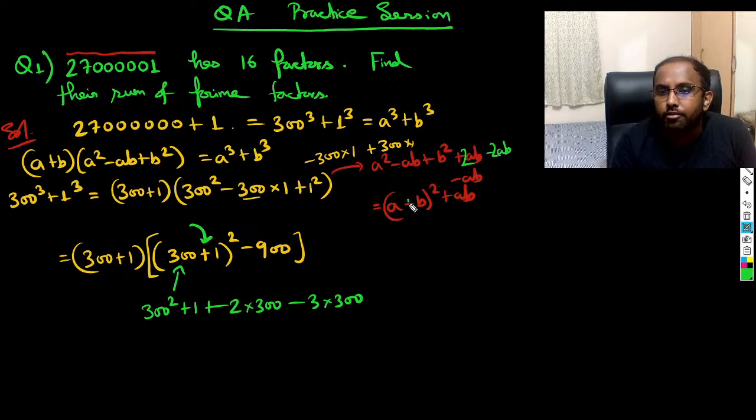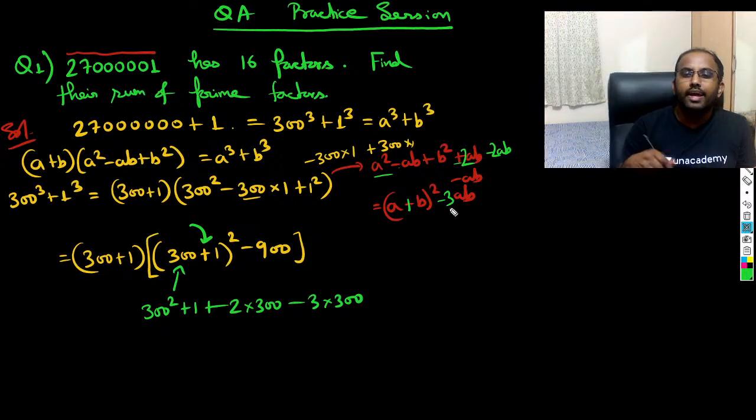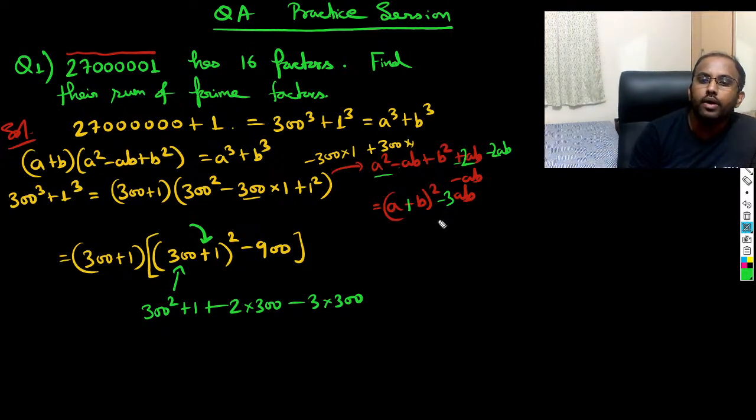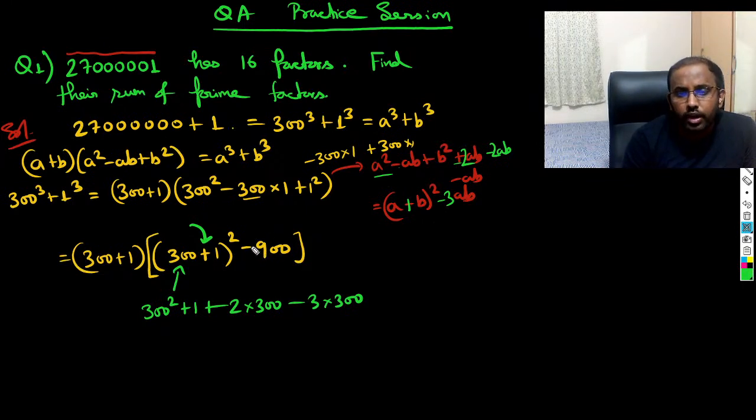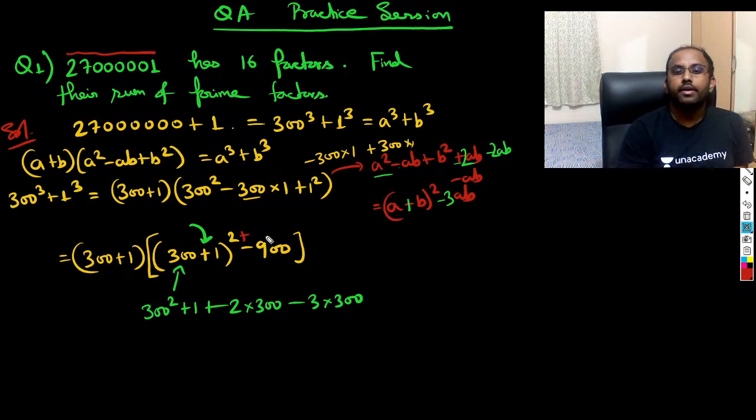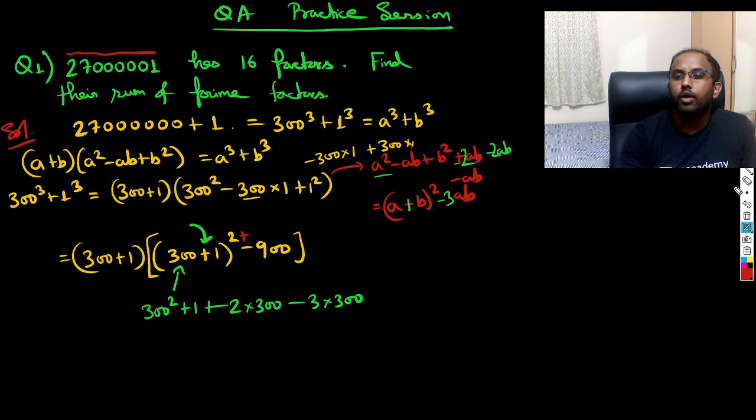Then it will become a plus b whole square, and minus 3ab. It will become minus 3ab, right? Okay. So the initial thought process goes like that: I need to factorize in the form of a plus b whole square. But now I want the minus sign here, because just think over it, right? If I had a plus sign instead, I couldn't factorize it after that. But now since we have a minus sign here, I can factorize this.